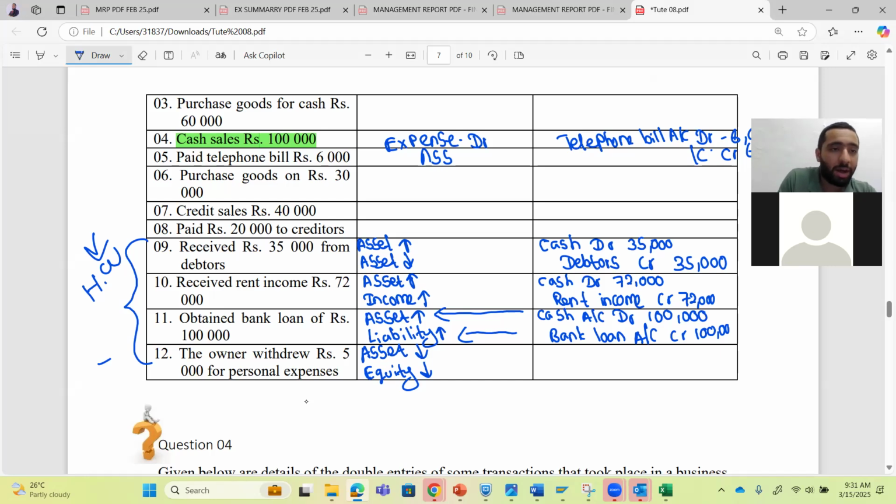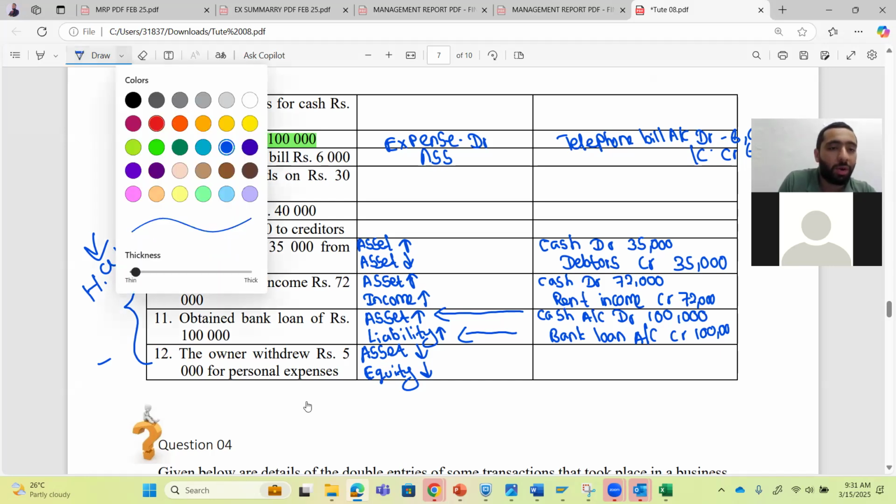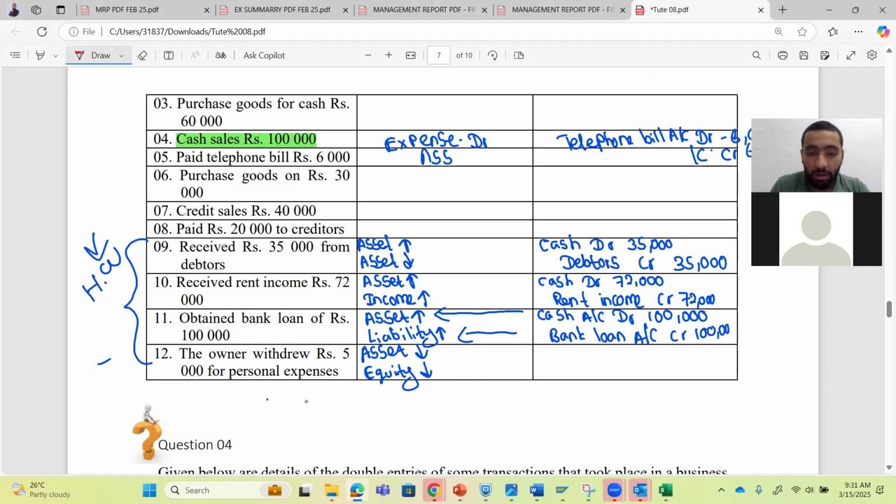So now let's write the double entry. Let's take a different color to write the double entry. Right. So what will happen? How to write the double entry? Drawings account. Your drawings account is how much? Yes, it is debit. Why? This is drawings. You are taking money out of the business, right? So this is 5,000 rupees.